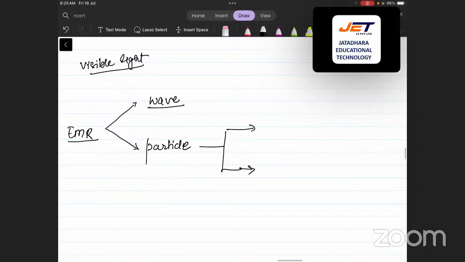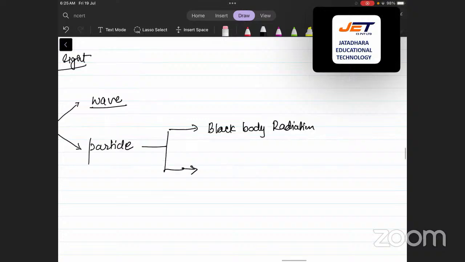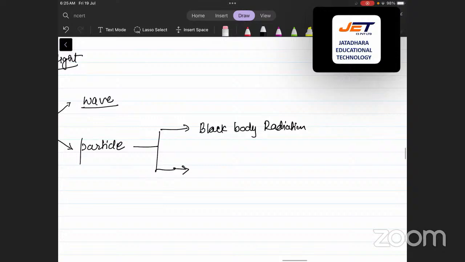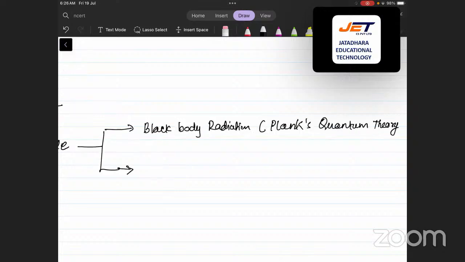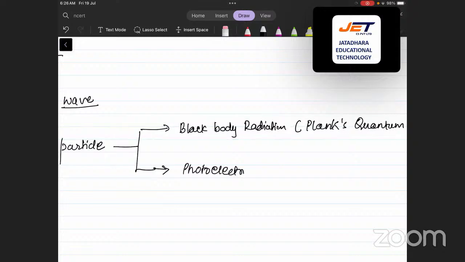So first we learned about the black body radiation. To explain that, we learned about the Planck's quantum theory. And then we learned about the photoelectric effect, which was explained by Einstein, and he took the help of the Planck quantum theory for that.